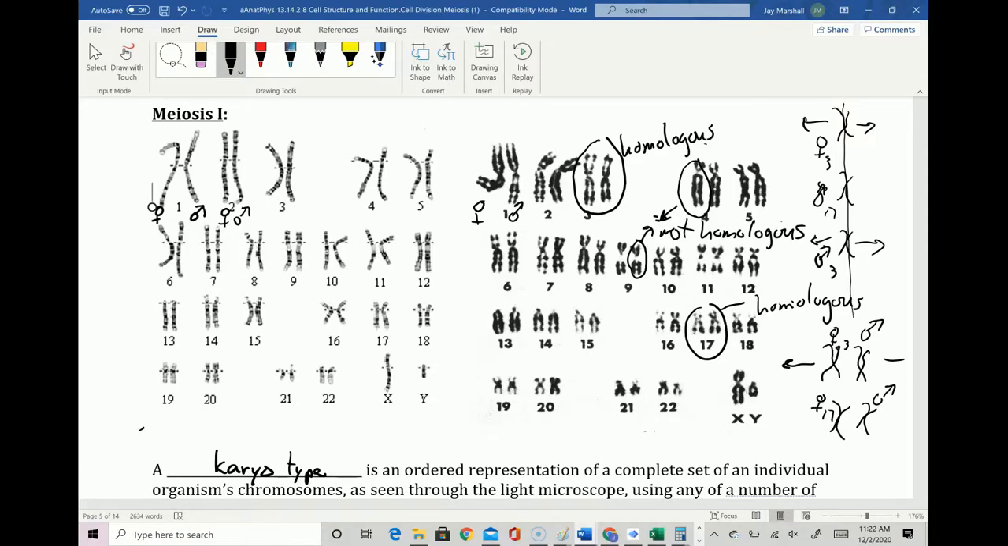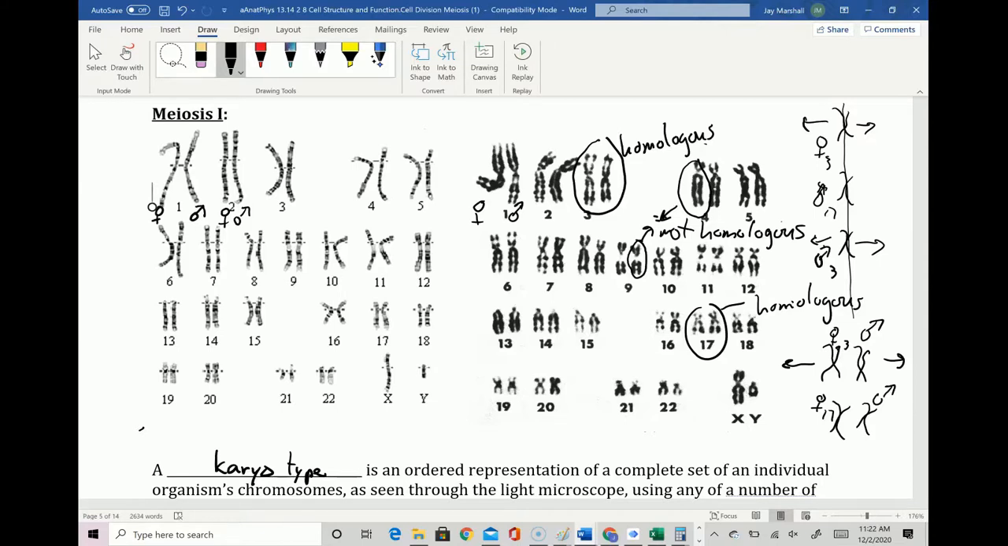We're not going to divide these individual chromosomes yet. We're just going to divide the pairs.